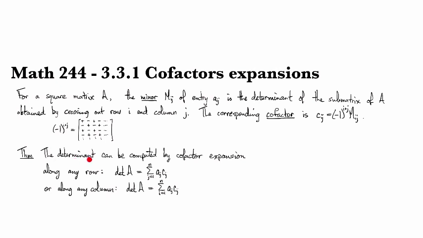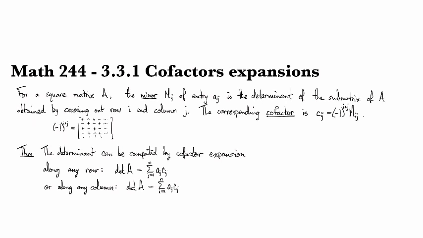Then the determinant can be computed by cofactor expansion by expanding along any row, in which case i is fixed, so the row is fixed, and then j is counting through the columns, or by expanding down any column. And in this case, j is fixed, so we're holding the column fixed, and then i is ticking down through the rows.